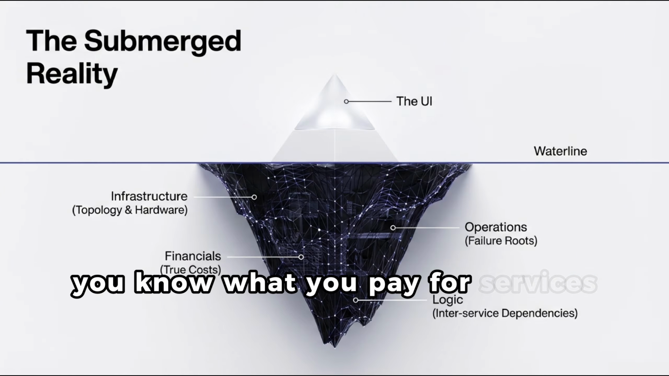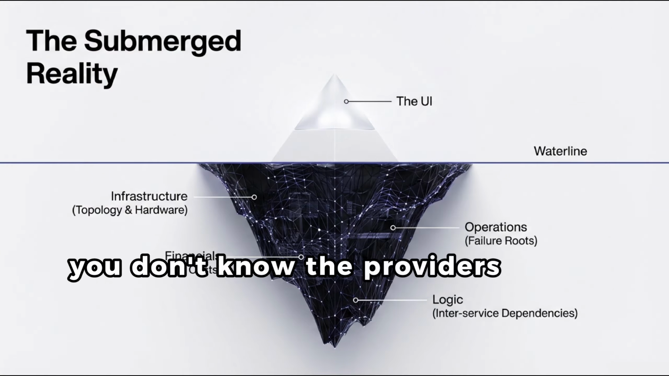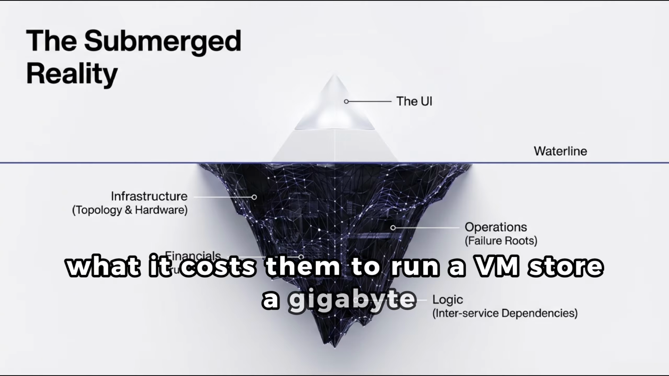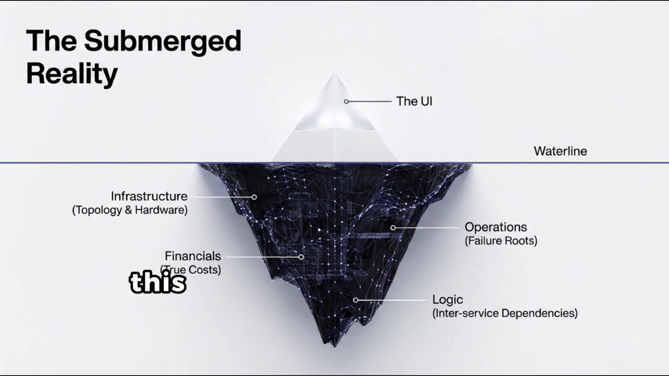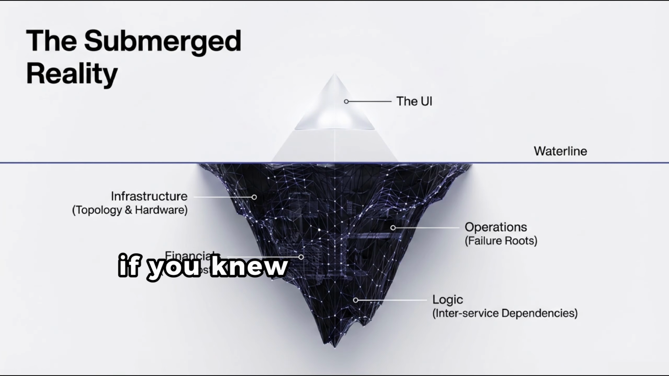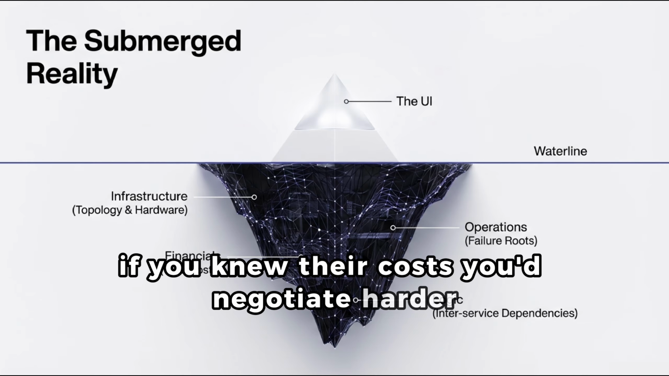Cost structures are hidden for pricing power. You know what you pay for services. You don't know the provider's actual costs, what it costs them to run a VM, store a gigabyte, transfer data. This information asymmetry gives providers pricing flexibility. If you knew their costs, you'd negotiate harder.